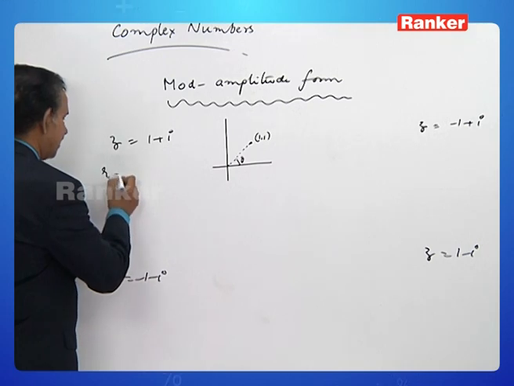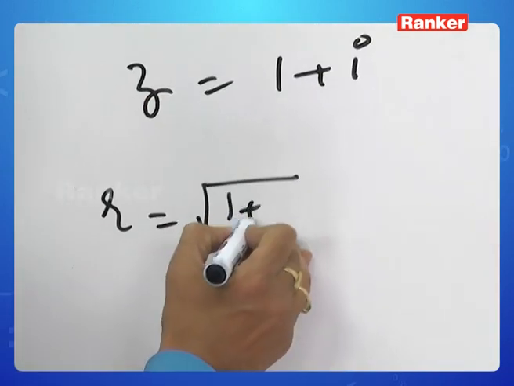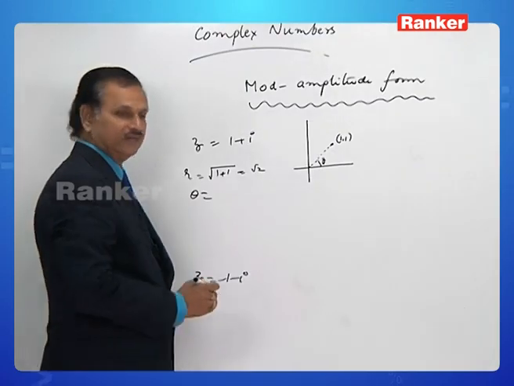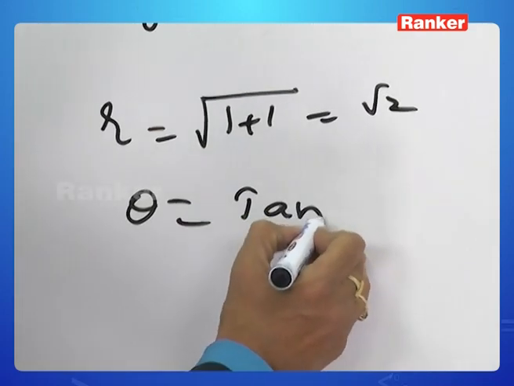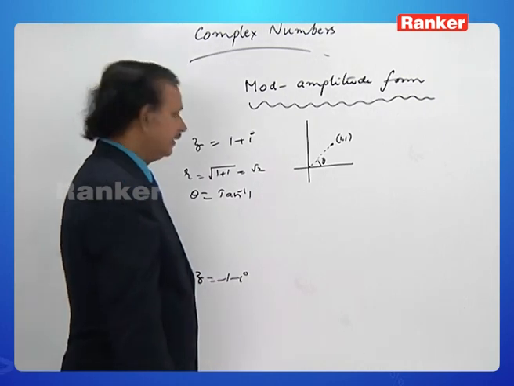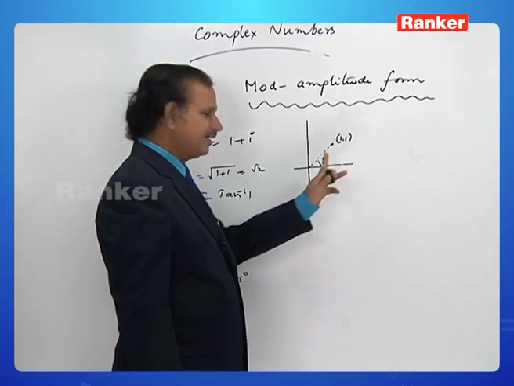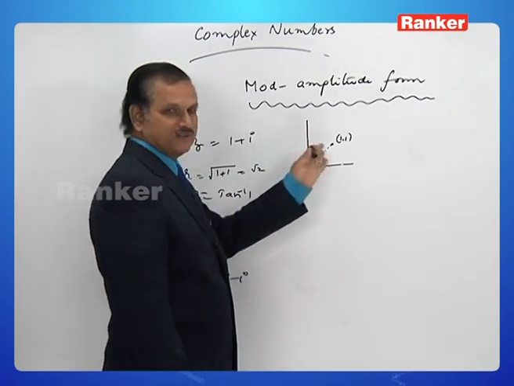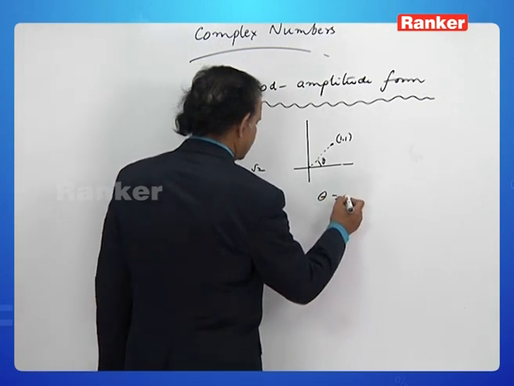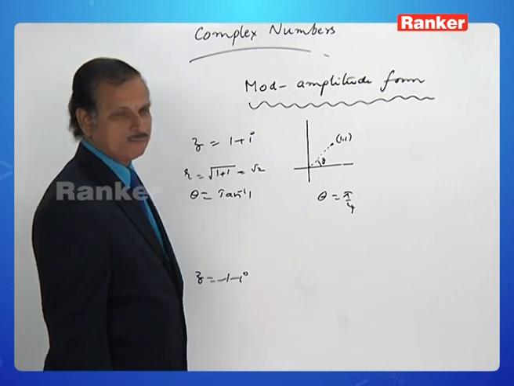Clearly, what is r? Modulus of the complex number is nothing but root of x square plus y square, 1 plus 1, that is root 2. What is theta? Amplitude. How much? Tan inverse y by x, tan inverse 1. Here, theta is able to be observed in the first quadrant. Tan inverse 1, theta in the first quadrant is nothing but 45 degrees. Therefore, theta is equal to pi by 4.